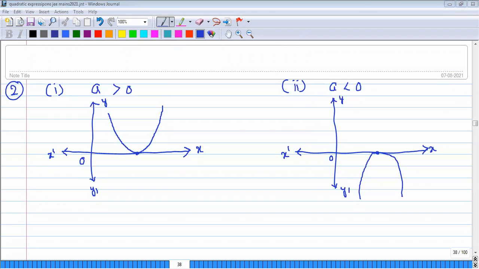And now what do we say about these two graphs? If a is less than 0, then it intersects or it touches the x-axis. The graph touches the x-axis. Even if a is greater than 0, the graph touches the x-axis, sir. In both cases.